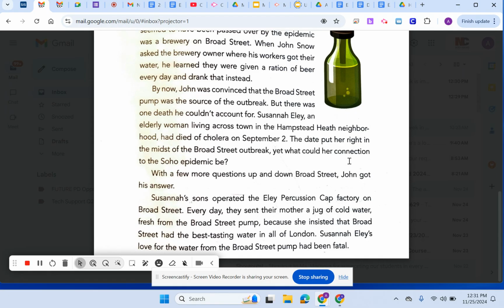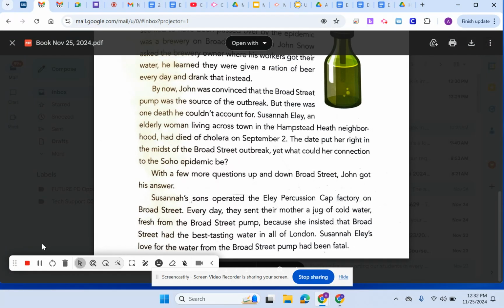So Susanna Ely believed that the water from the Broad Street pump tasted much better than the water near her home that supplied her house. Now, it did have a distinct taste, probably because of the contaminant, which happened to be fecal matter, or in other words, poop. Go ahead and write a gist statement in your document for The Search Broadens.